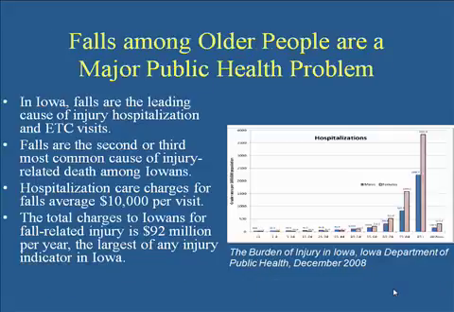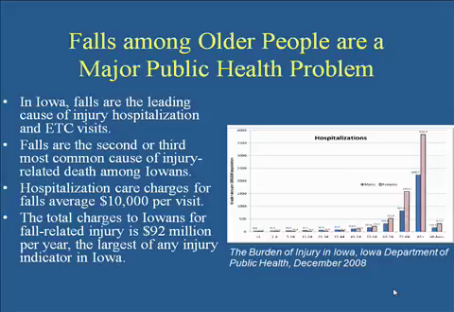Falls are not only a personal health problem, they are a major public health problem. Here in Iowa, falls are the leading cause of injury, hospitalization, and emergency room visits. And you can see here, again, on the lower right-hand corner, hospitalizations related to falls and how they start to spike at 65 and really skyrocket in the 85 plus group.